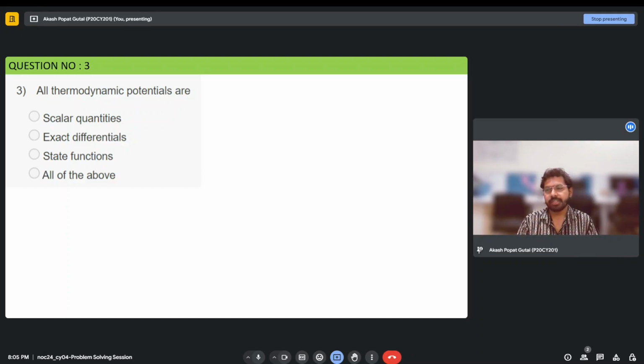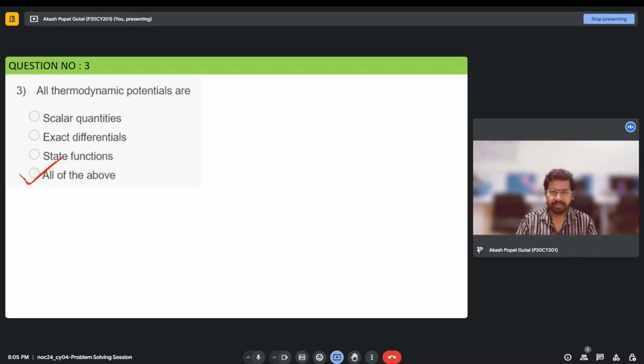And obviously the answer must be all of the above because your state thermodynamic potentials are scalar quantities. They are not vectors, they are scalars. All thermodynamic quantities are scalars, and these potentials are also scalar because they don't have any directional properties.